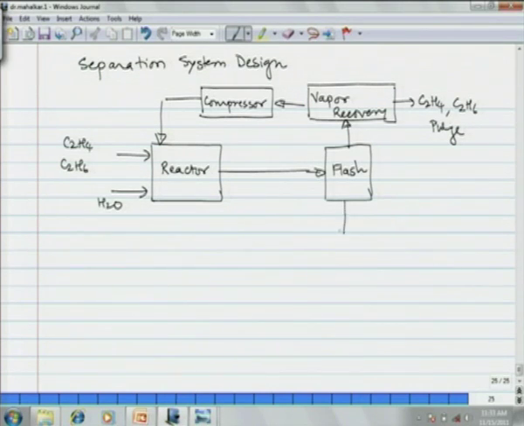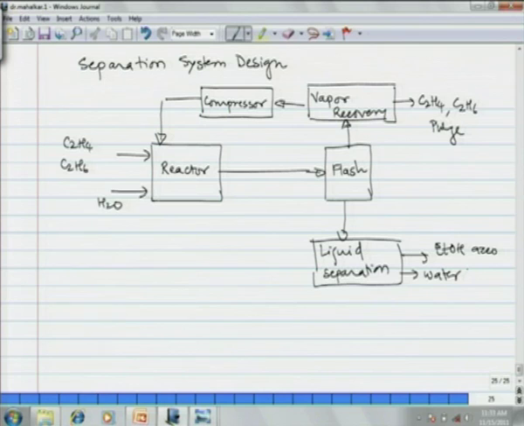Similarly, we can draw a liquid separation system from which the ethanol azeotrope and water emerge as product, and diethyl ether is the recycle stream. So, what you see on the screen is the general structure of the separation system.